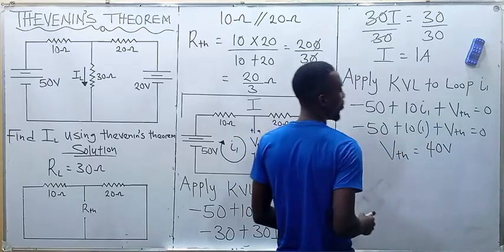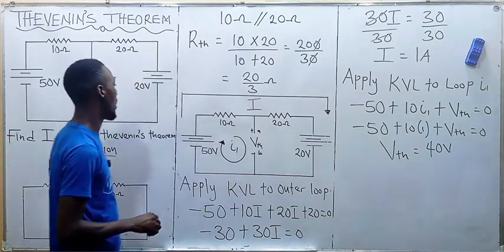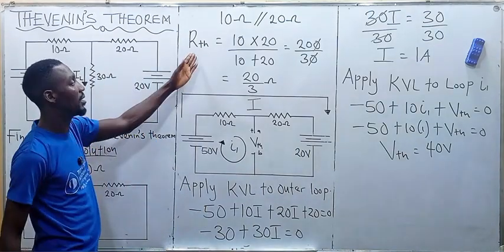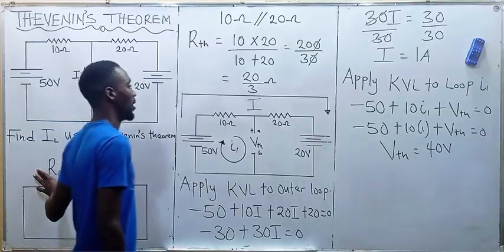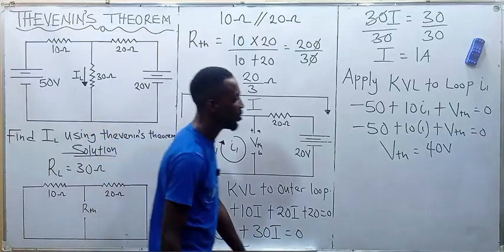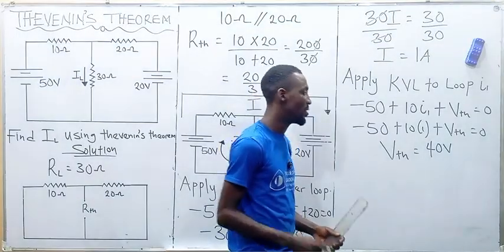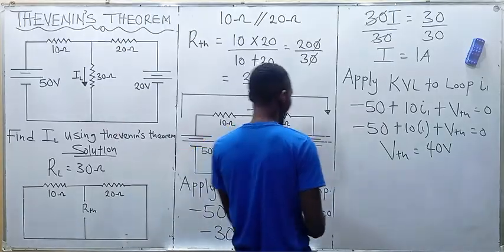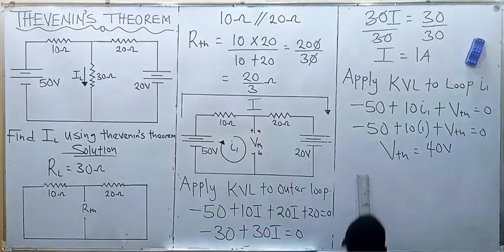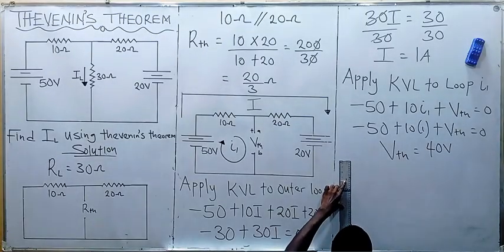All right, so we have gotten our Thevenin voltage, gotten our Thevenin resistor, and then we have our load resistor here. So the next thing we are going to do is to draw the equivalent Thevenin circuit. Then we'll find our load current, which is through RL. So let's draw that together. Let's draw it here.